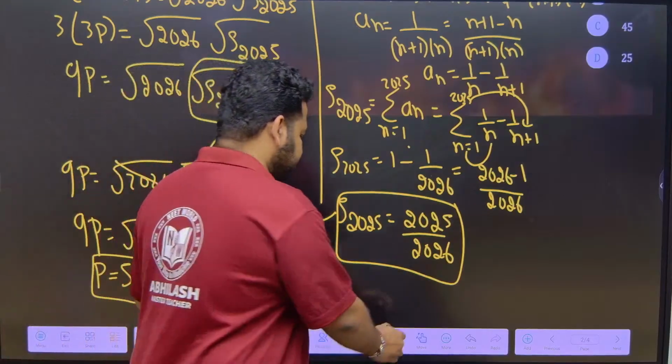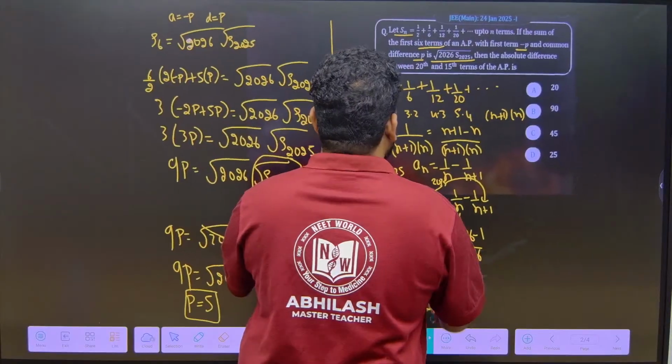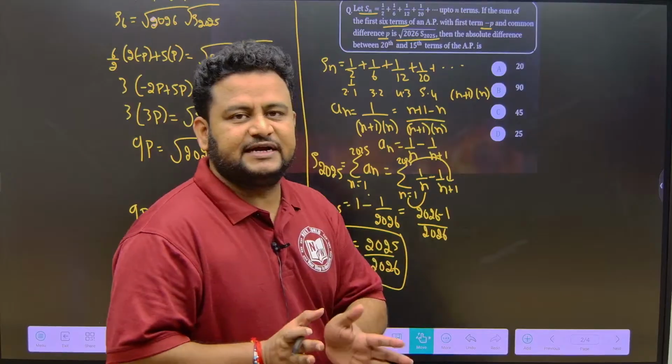Is it done? No. What we have to find out? Till now we have found the value of p. Now they are asking us to find the absolute difference between the 20th term and the 15th term.